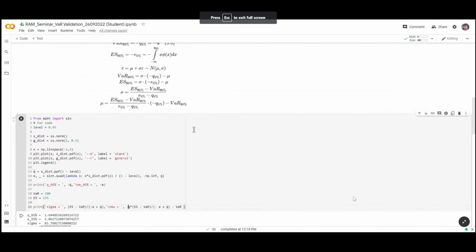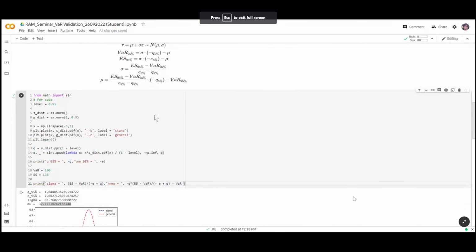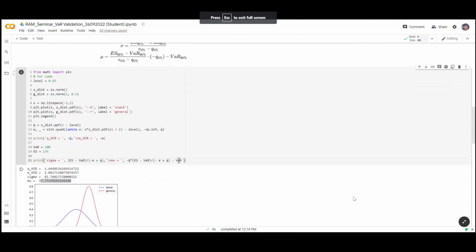So we put it right here, and I put it here. So this is 1, and the value at risk. This is a positive value, and this is a negative value.